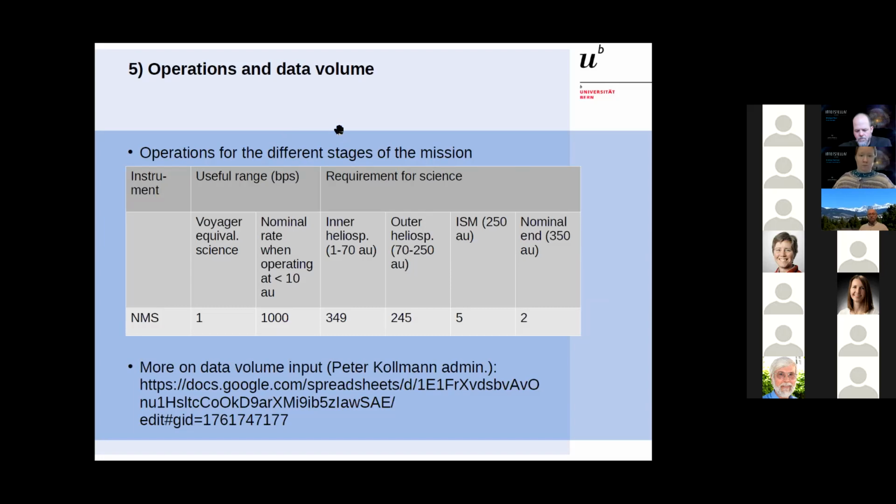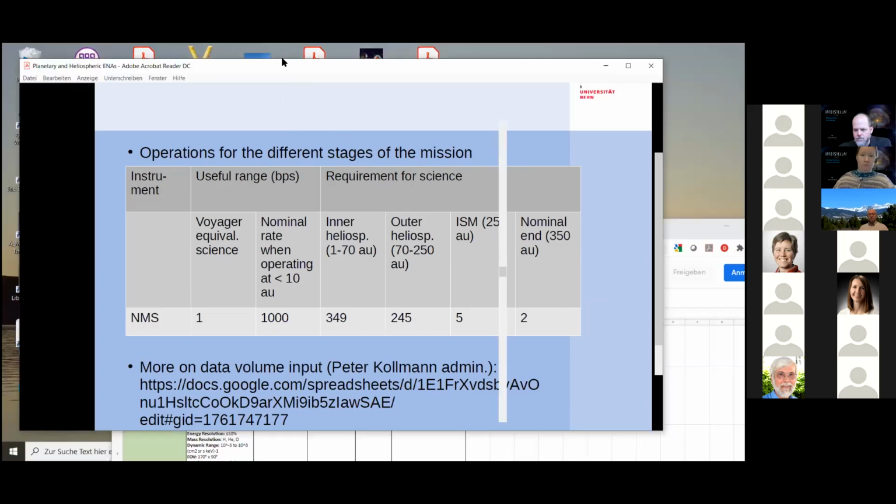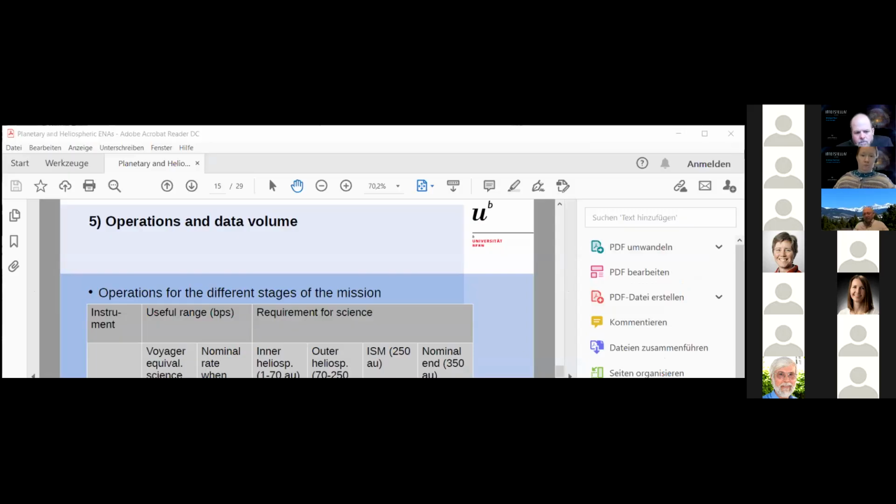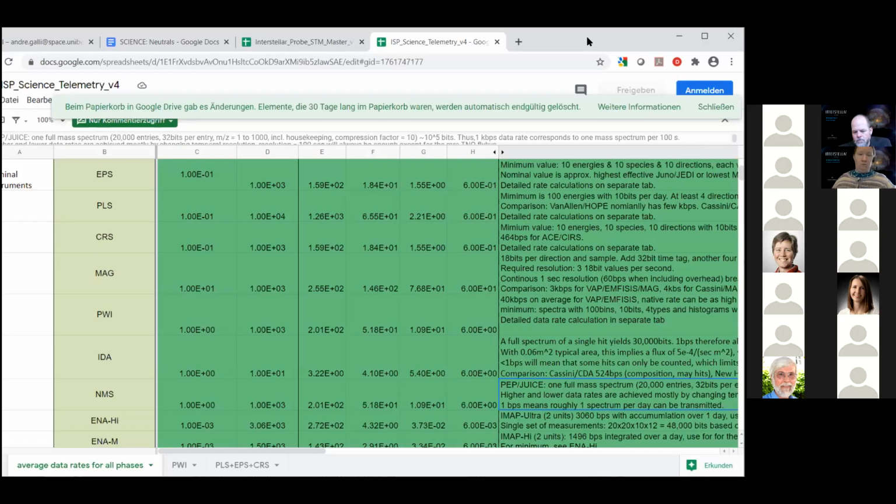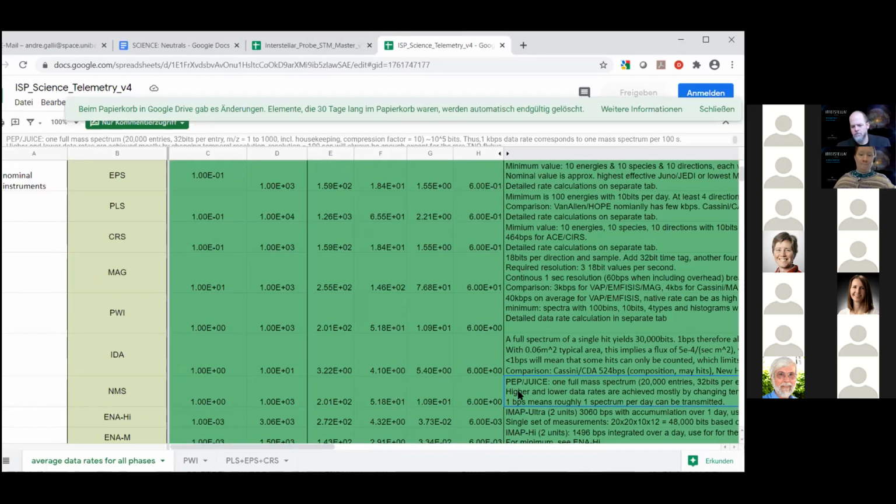Let's see. I briefly have to go to another surface. Here it is. Let me change to here. Yeah, it's again one of those matrices, now for data volume.